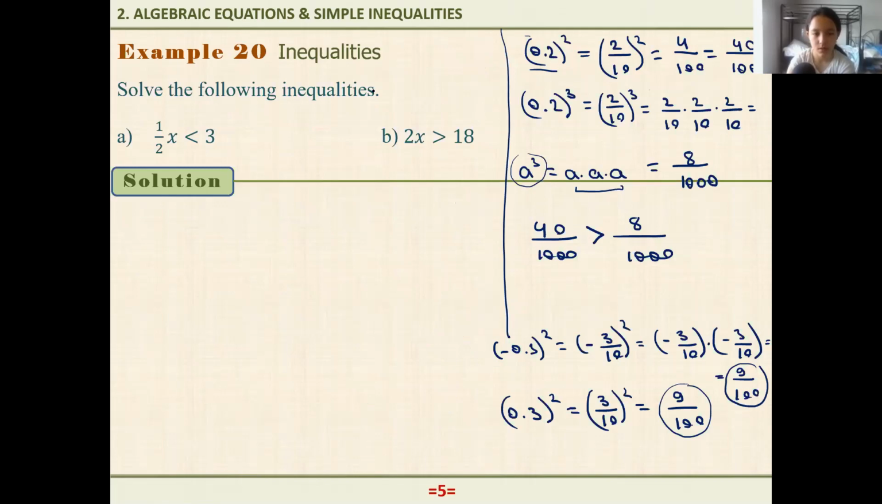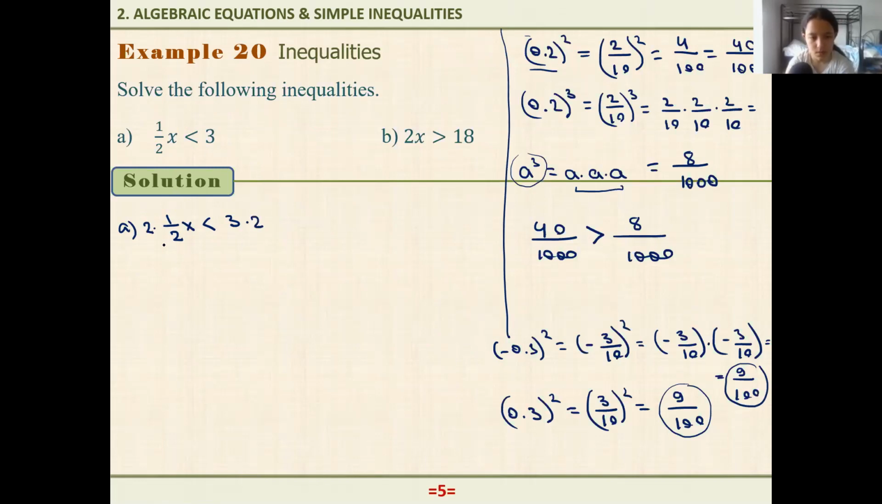Here, solve the inequalities. Okay. Here we have this inequality. Solving means, again, like an equation, we need to leave this x alone on the left-hand side. So here we have 1 over 2 x less than 3. If you multiply both sides by a positive number, nothing changes here. How can I eliminate this 1 over 2 from the left-hand side? We should multiply both sides by 2, right?